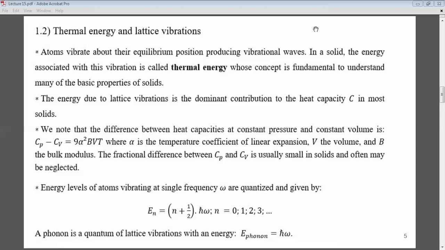Now, energy levels of atoms vibrating at single frequency omega are quantized. We took this actually in high school, and they're given by energy levels (n plus half) h bar omega, where n can be 0, 1, 2, 3. That is, I can have h bar omega over 2, 3 h bar omega over 2, 5 h bar omega over 2, 7 h bar omega over 2, etc. And a phonon is a quantum of lattice vibrations with an energy E phonon equal h bar omega.